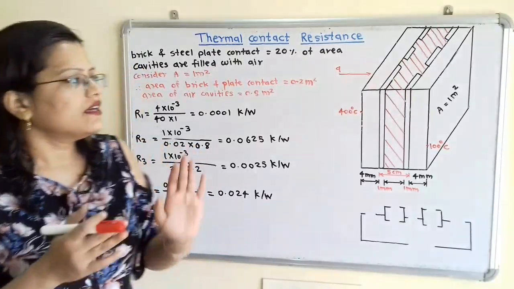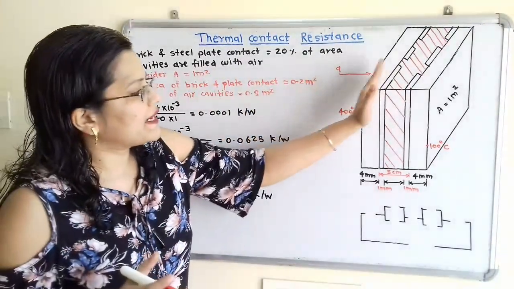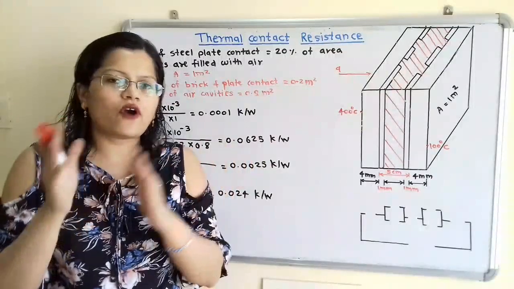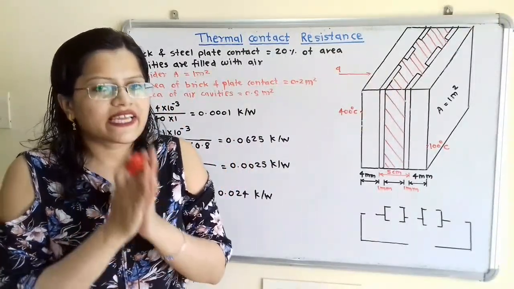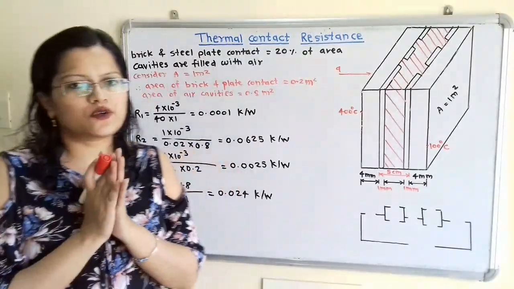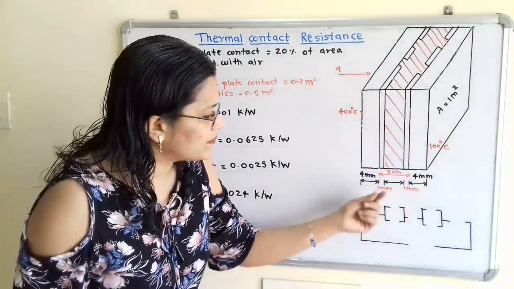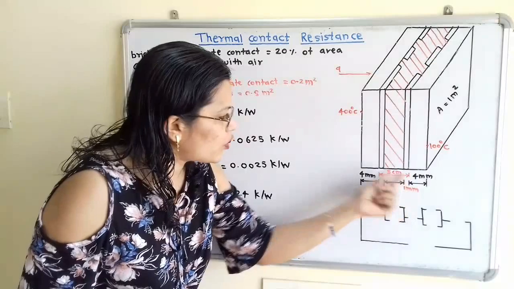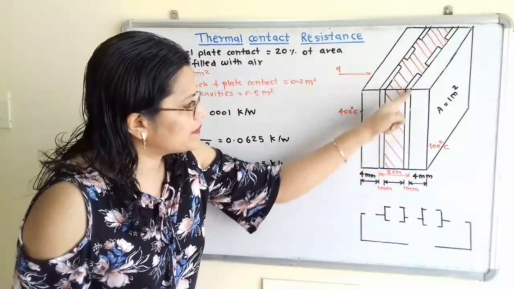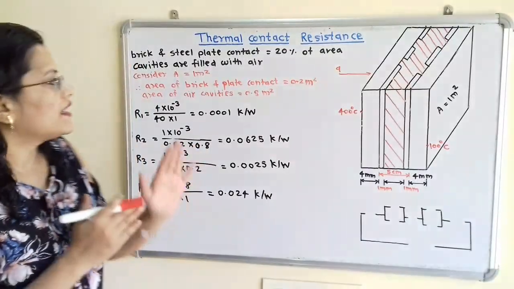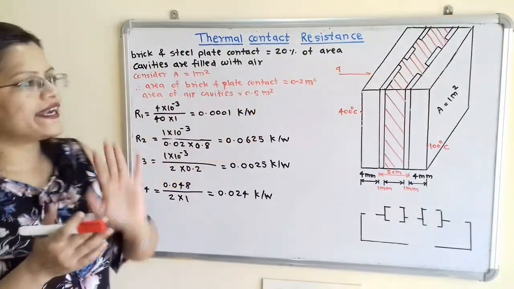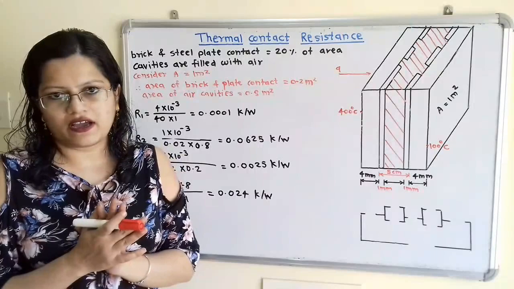Now when this steel plate and brick layer is in rough contact, that means there are air cavities, so the thickness of asperities is also given, and that is equal to 1 mm. So we have to show here the small gap, that is 1 mm. But it is also mentioned that air cavities are only 80% of area.